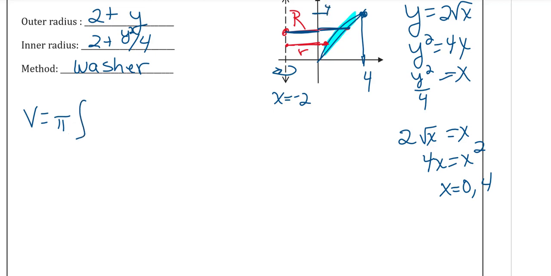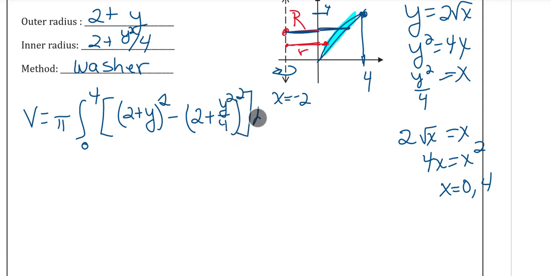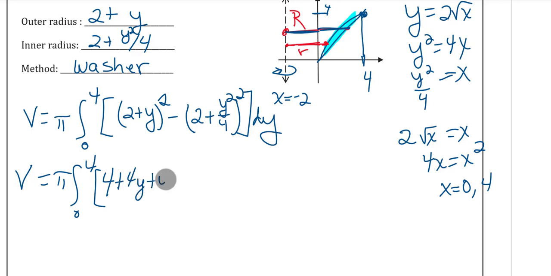Okay, so we're going from 0 to 4 of (2 plus y) squared minus (2 plus y squared over 4) squared dy. So V is going to equal pi times the integral from 0 to 4 of 4 plus 4y plus y squared minus 4 plus y squared plus 1/16 y to the 4th. And this is dy.